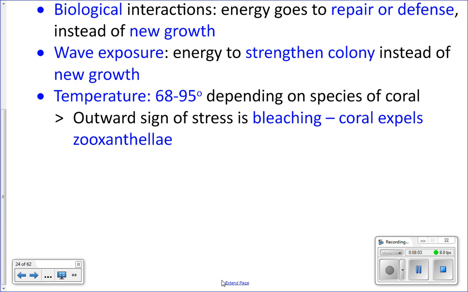Which is the zooxanthellae. Okay, wave exposure is also going to affect the rate at which the colony can grow. If they live in a place where there's tons and tons of waves pounding on them, they're going to have to put a lot more energy into bulking up their skeleton to withstand those waves than into growing really quickly. Okay, so all of these things affect how fast a coral colony can grow, which affects the growth of the reef.